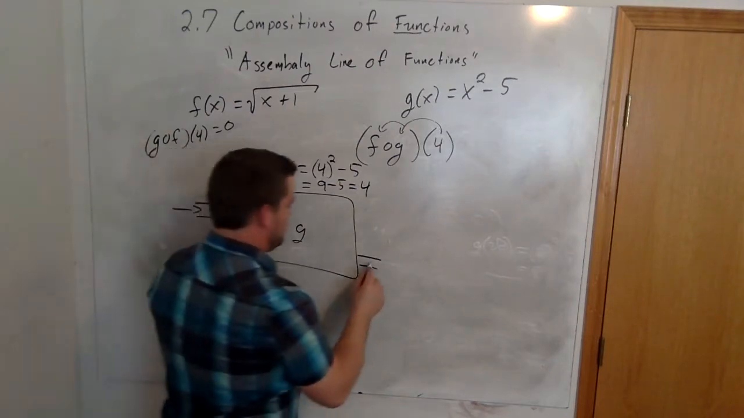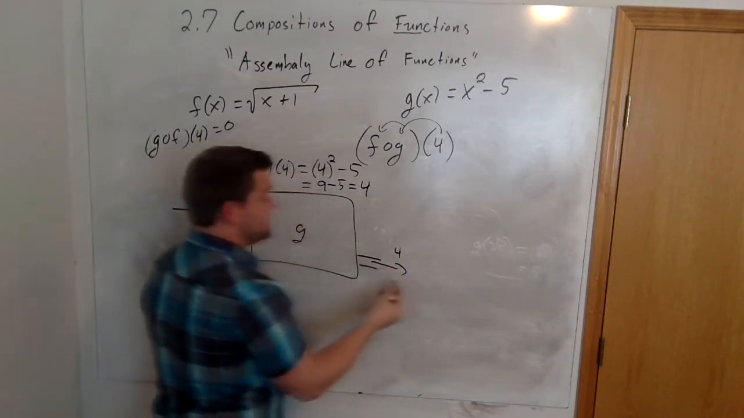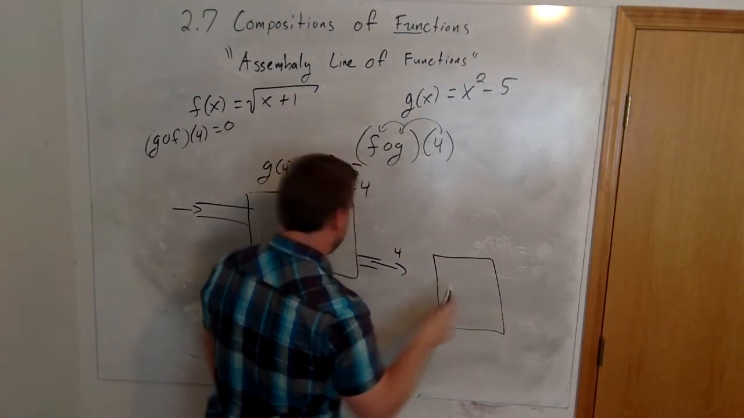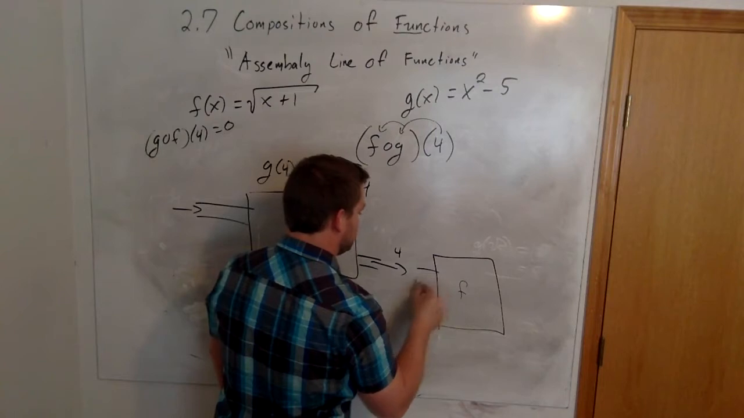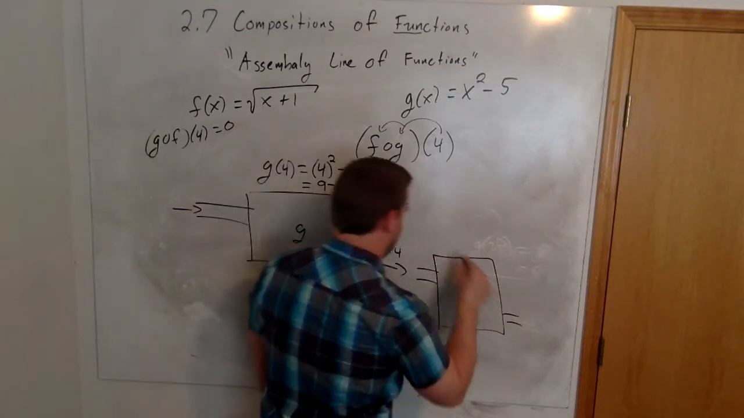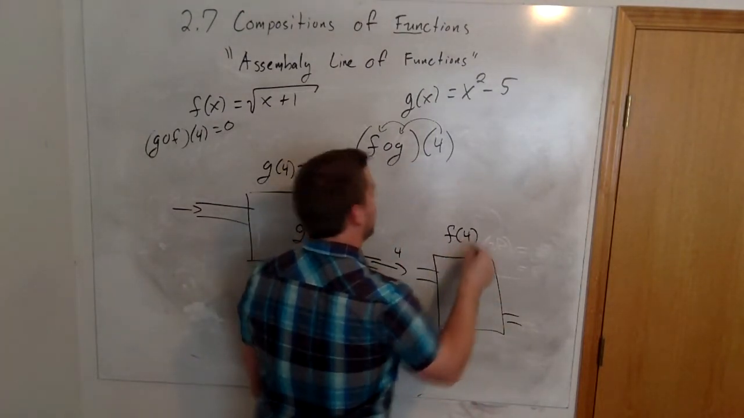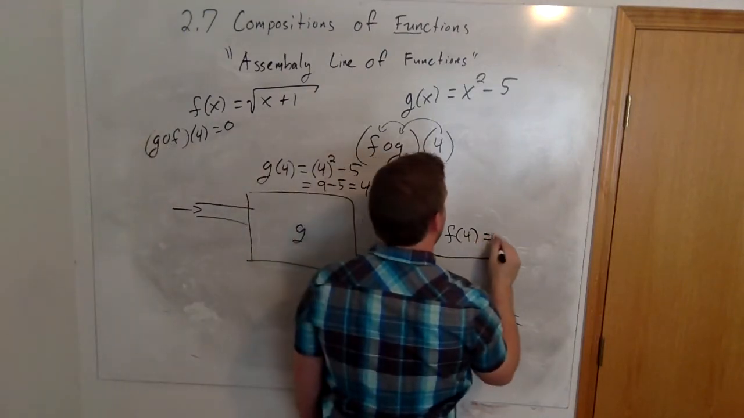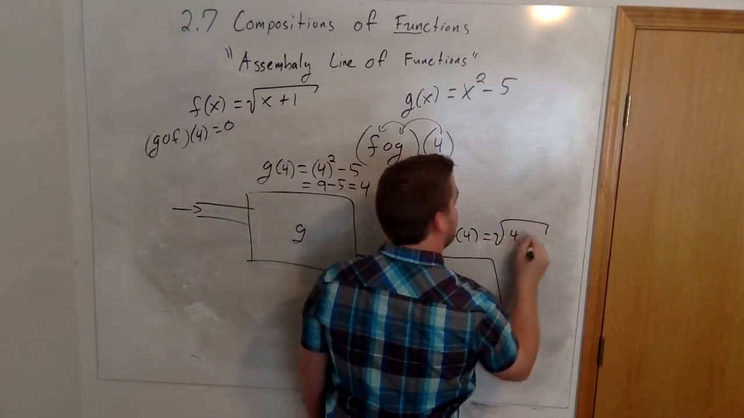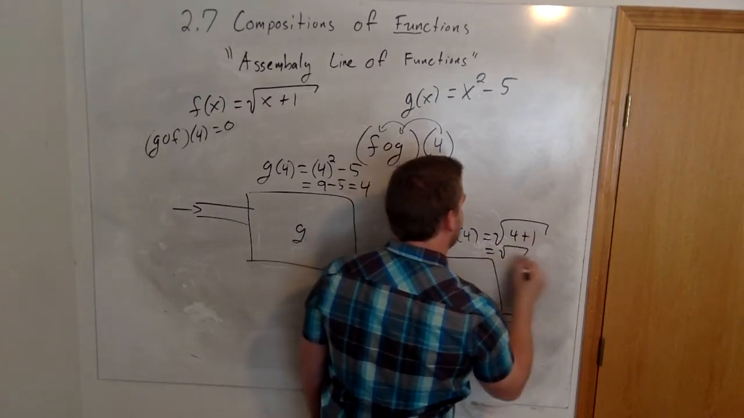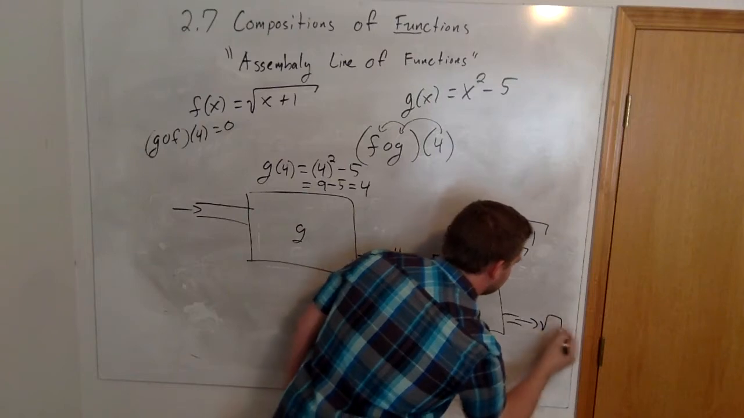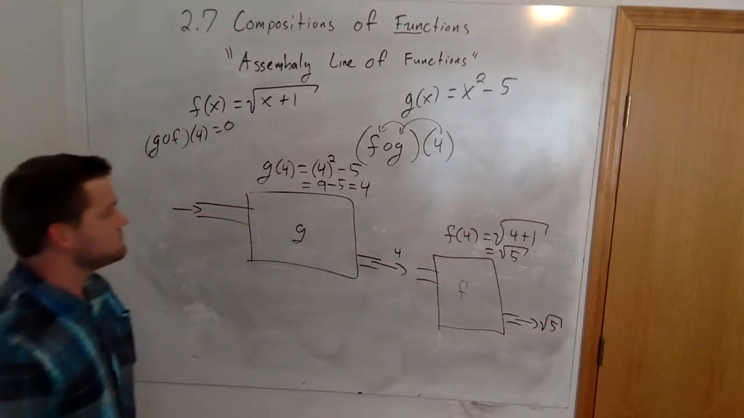Okay, so I'm going to spit out 4, and I'm going to take the output of 4 and feed that into f. So now I want to compute what is f of 4. Well, wherever I see an x in f of x, I'm going to replace that with a 4. So I'll get the square root of 4 plus 1. I'm going to get the square root of 5. So this is going to spit out the square root of 5.